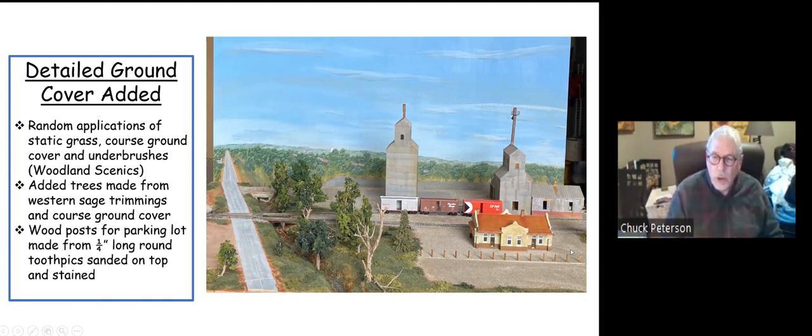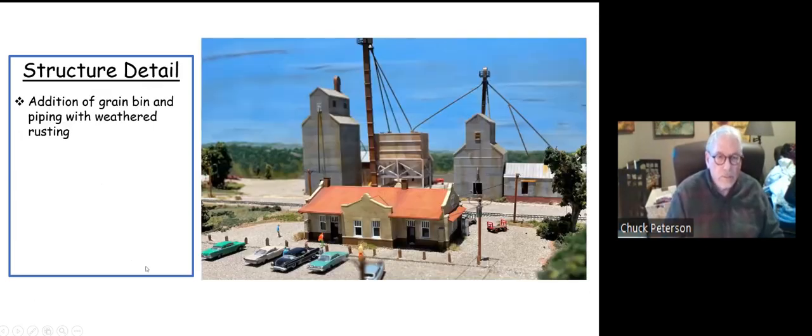Now, of course, the wood posts right here essentially delineate the difference between the parking lot and the station walkways. They're actually made from round toothpicks, which I cut about 1/4 inch long and sanded the top off. I stained them and then drilled holes and planted them into the module here to give it that edge of the parking lot look.